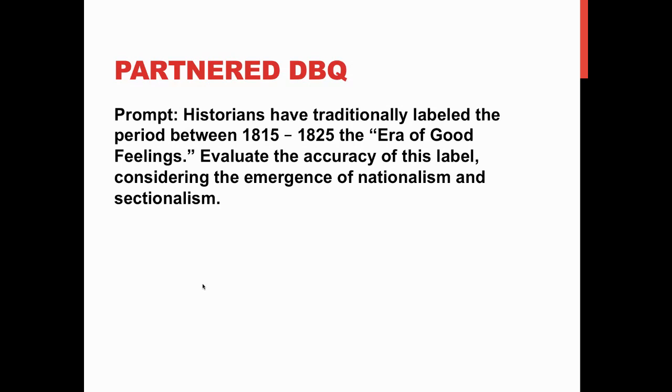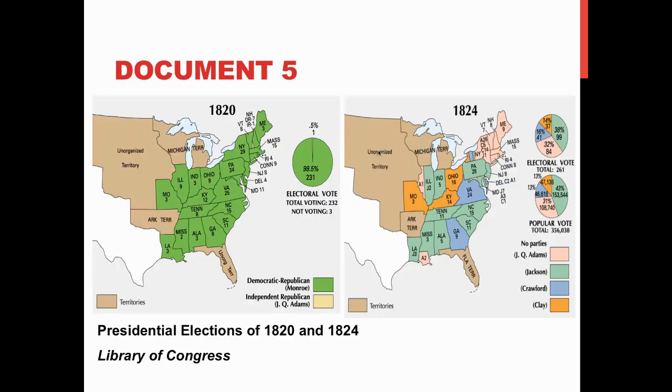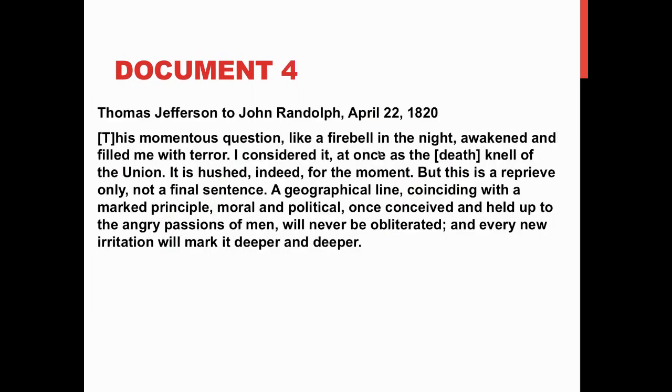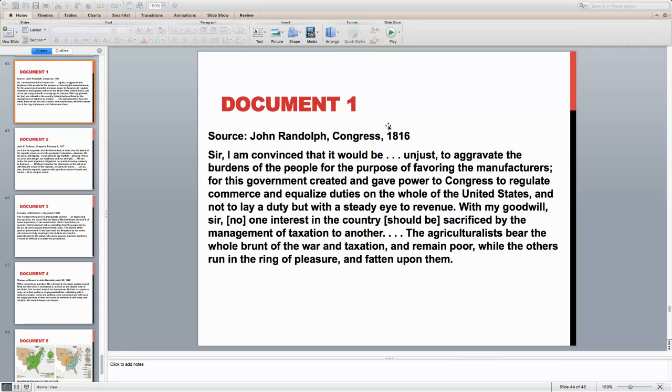Okay, so here is your DBQ prompt. Historians have traditionally labeled the period between 1815 and 1825 the era of good feelings. Evaluate the accuracy of this label, considering the emergence of nationalism and sectionalism. We have 5 documents here. Of course, one that is not text-based as per the DBQ test.